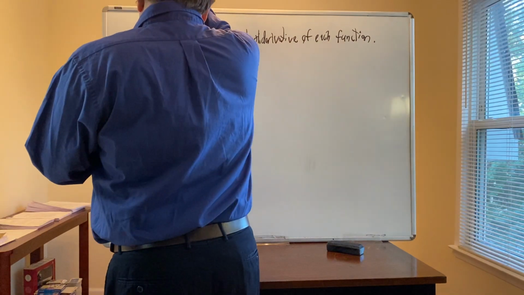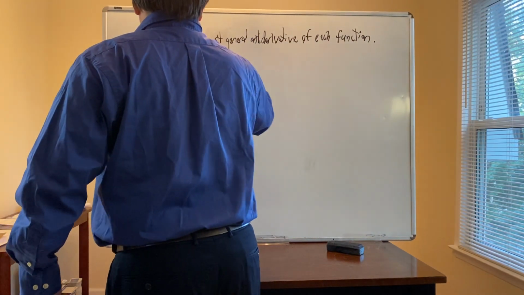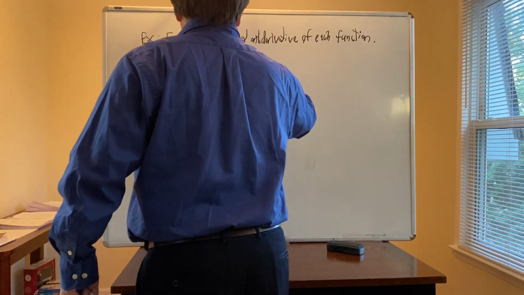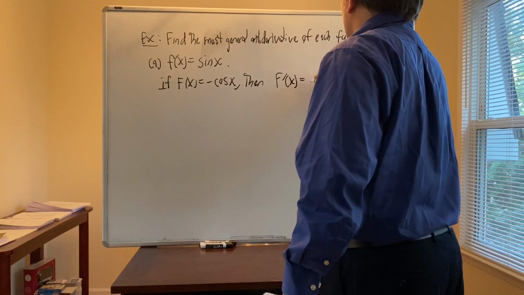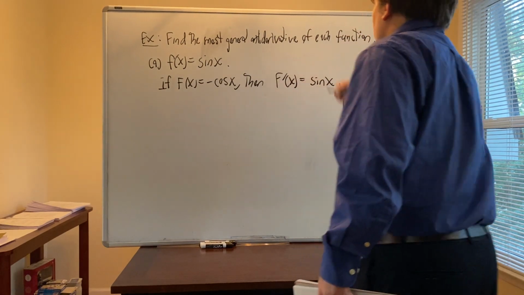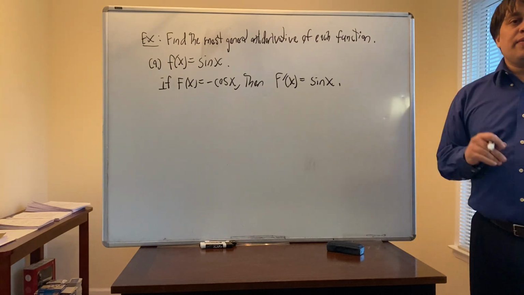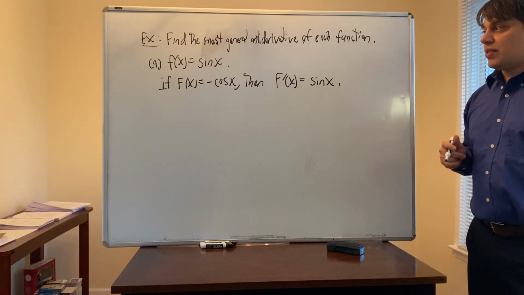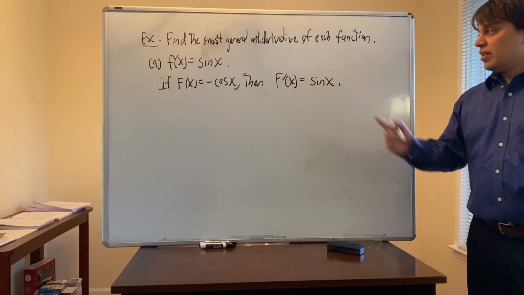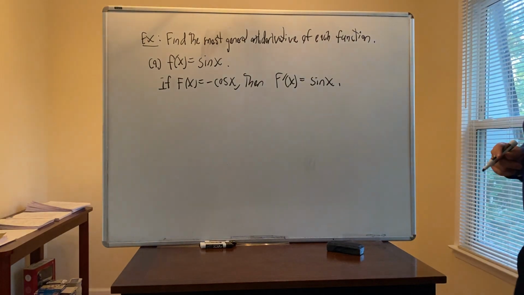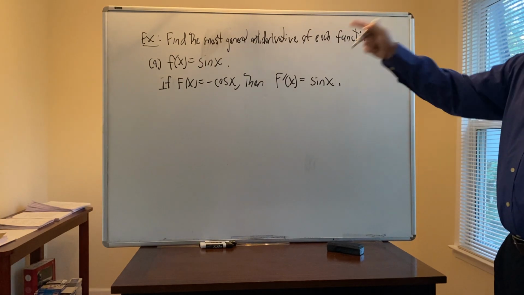So if capital F of x is equal to negative cosine x, then capital F prime of x is equal to sine x. Right? If capital F of x equals negative cosine x, the derivative of cosine x is negative sine x. And so the derivative of negative cosine x is negative negative sine x, that's sine x. So F prime of x is sine x. So this is a specific function whose derivative is sine x.